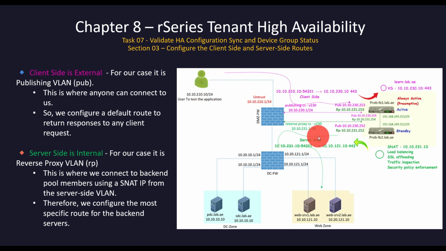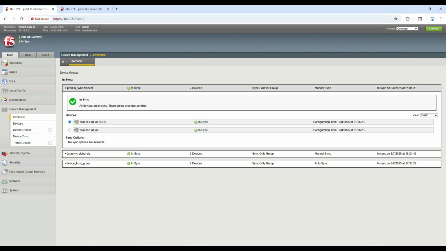Server side is internal. In our case, it is the reverse proxy VLAN. This is where we connect to the backend pool members using a SNAT IP from the server side VLAN. Therefore, we configure the most specific route to the backend servers. Alright, let us begin configuring the routes.